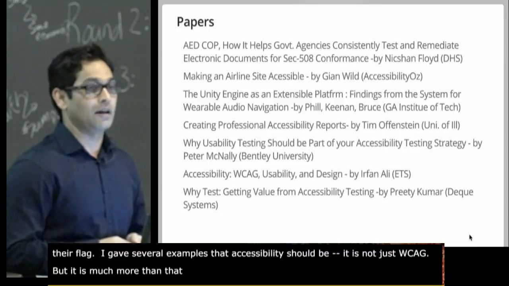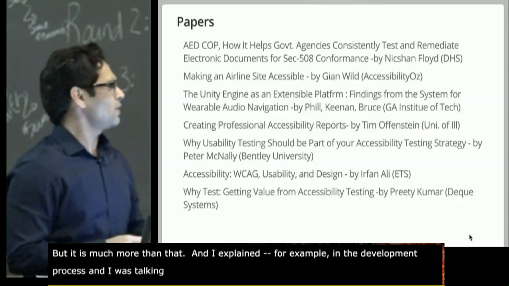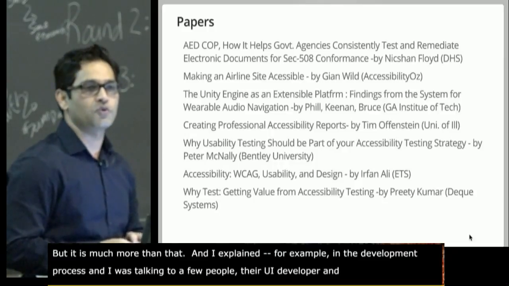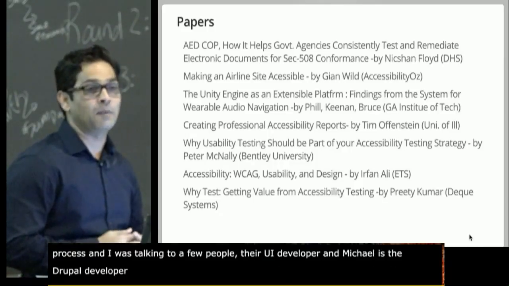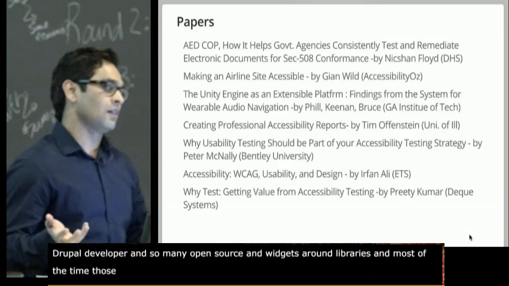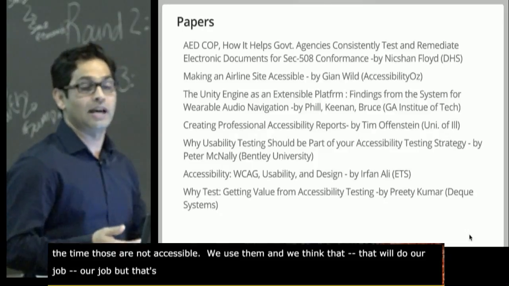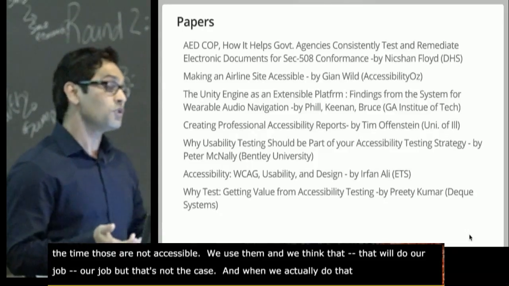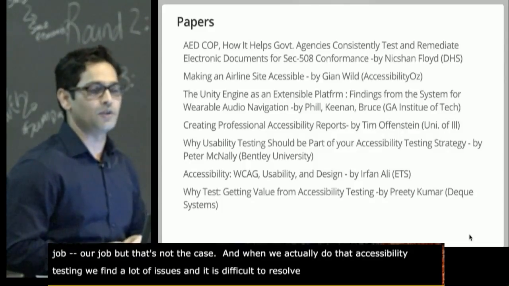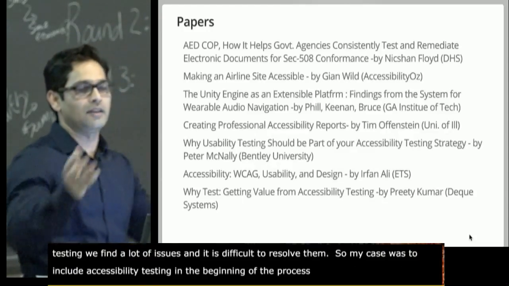I explained that, for example, in the development process, and I was talking to a few people here, a UI developer, or Michael who is the Drupal developer, they use so many open source widgets and libraries, and most of the time those widgets are not accessible. Even though we use them and think that will do our job, that's not the case. When we actually do the accessibility testing, we find a lot of issues, and it's really difficult to resolve them. So my case was to include accessibility testing at the beginning of the process, right from the time when you design any application.